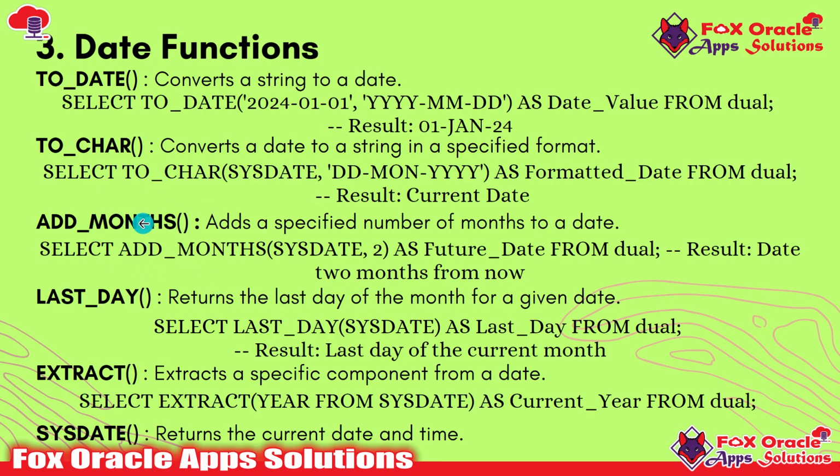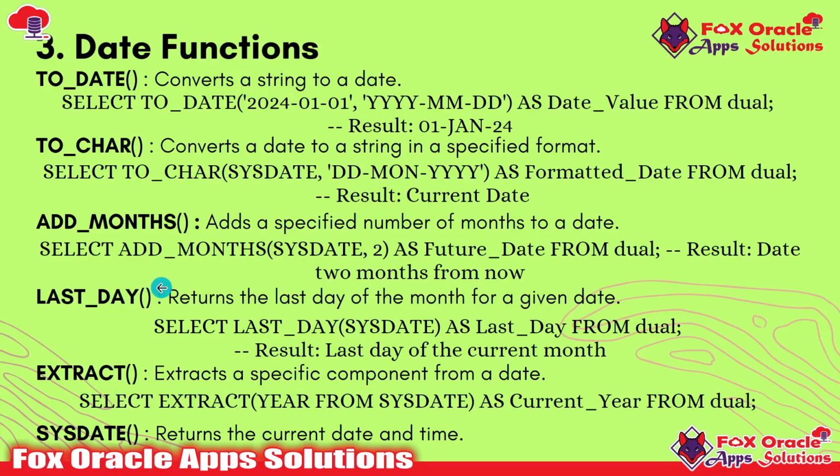We have the add months function. The add months function asks for the date and how many months you want to add. So it will add that number of months to this date. For example, if we pass 1 Jan 24 as the date and 2, it will add 2 months, so the output of this function will be 1 March 2024.